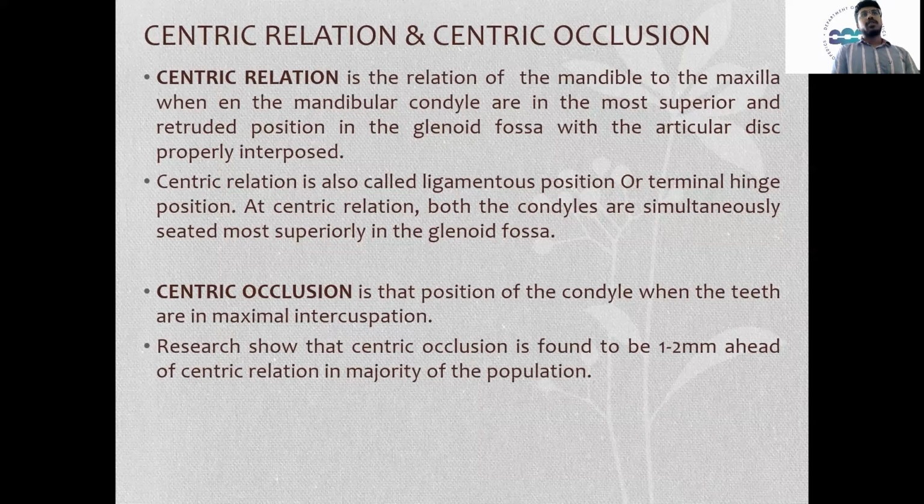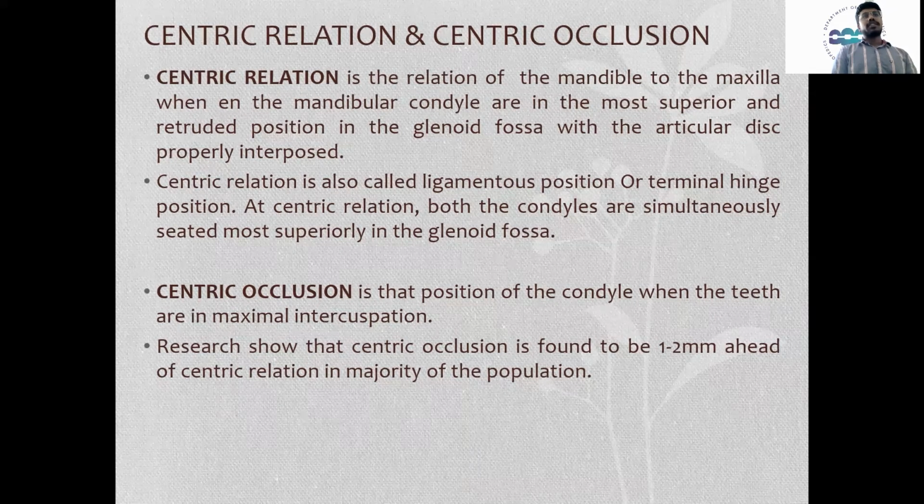So the next terminologies that we should be familiarized with are centric relation and centric occlusion. What is centric relation? Centric relation is the relationship of the mandible to the maxilla when the mandibular condyles are in the most superior and retruded position in the glenoid fossa, with the articular disc properly interposed between the condyles.